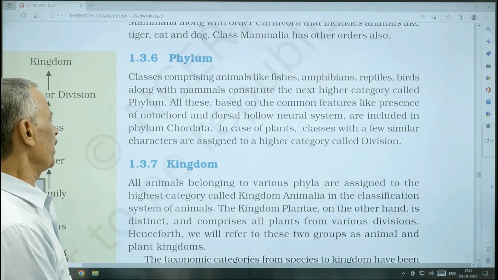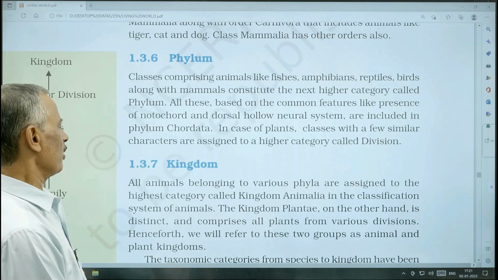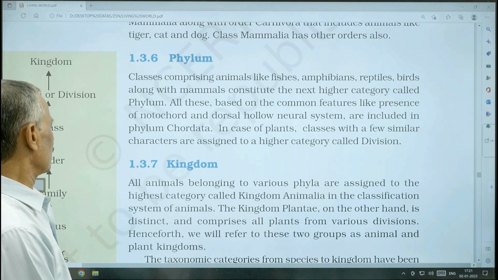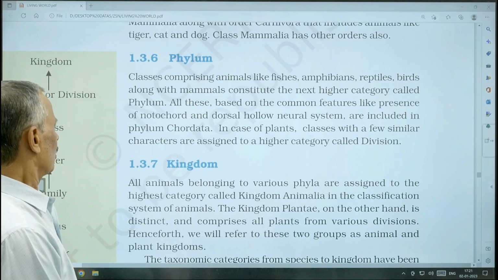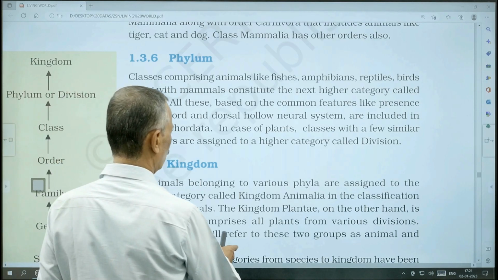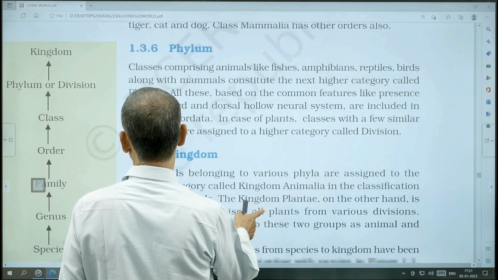Linnaeus has made two kingdoms. One is the animal kingdom, which includes all animals. The other one is the plant kingdom, Plantae, which includes all plants of different varieties. So these are the two groups of the plant and animal world.